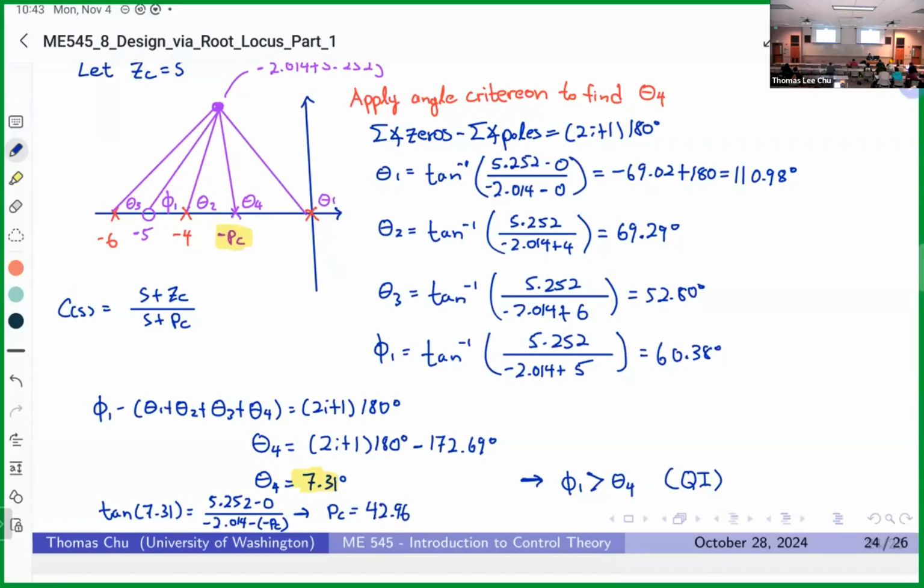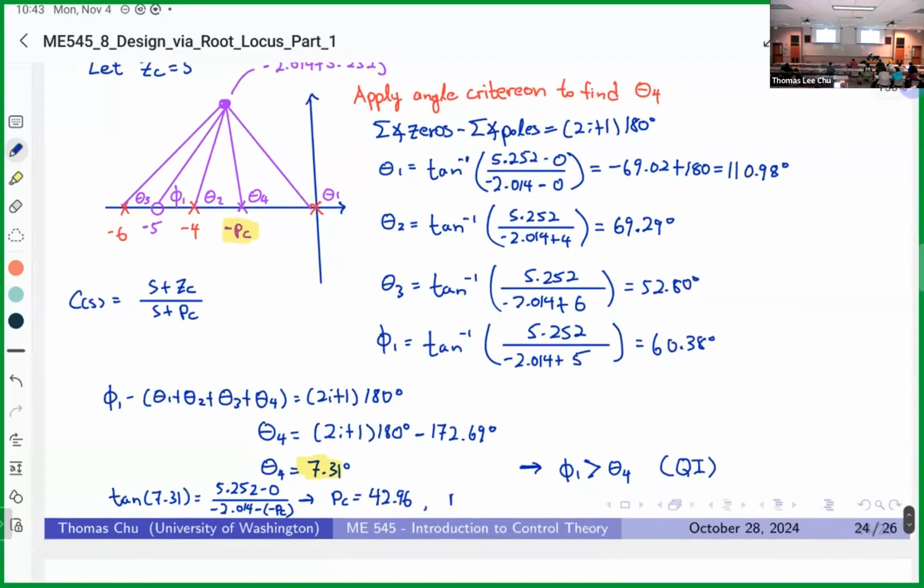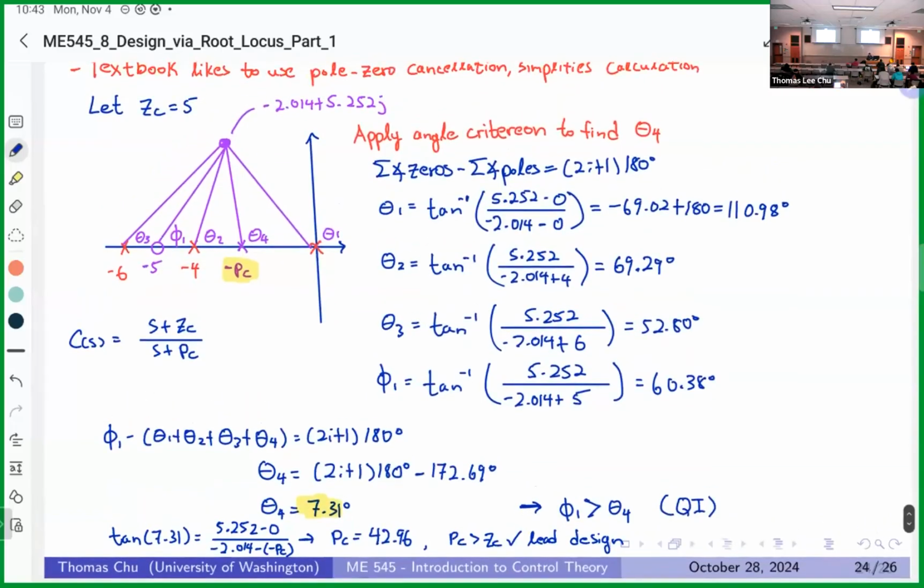So now that we have that, we can see that the pole is much larger than the 0. So we have a phase lead system, meaning that this is a valid lead compensator design. So PC is greater than ZC. So this is a lead design. One thing I noticed is that if you make your pole much larger in magnitude, like if you pick -20 or -30, then your 0 is more likely going to be closer to the origin than your pole, so that will work as well.